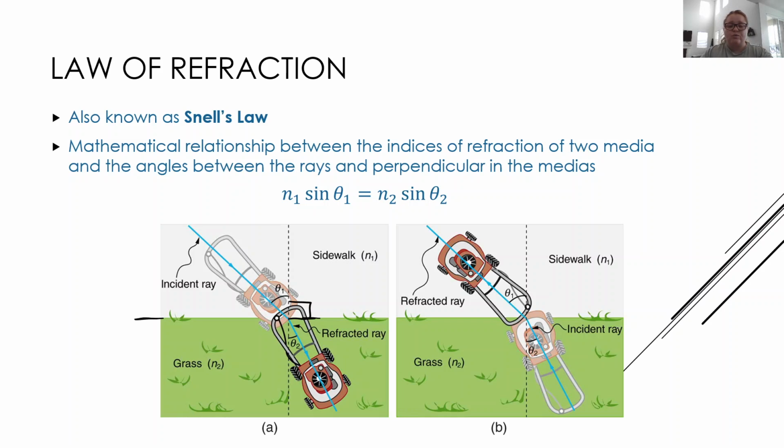No matter which direction our light ray goes, the same will hold. In this case, we have the incident ray coming from the sidewalk into the grass. Part B over here has the incident ray coming from the grass to the sidewalk, and the same law will hold: n1 sine theta 1 is equal to n2 sine theta 2. So this will tell us where that light ray will bend to.